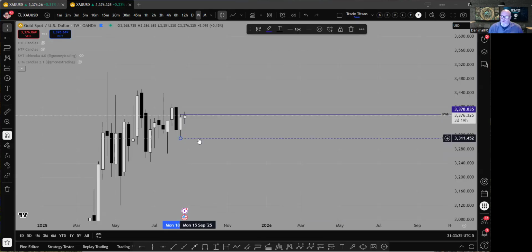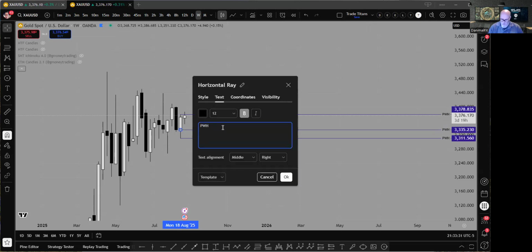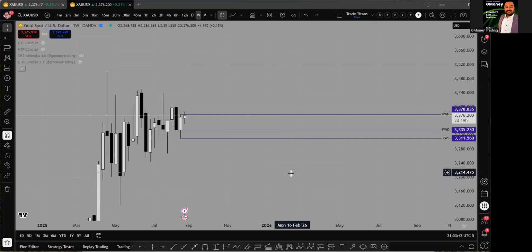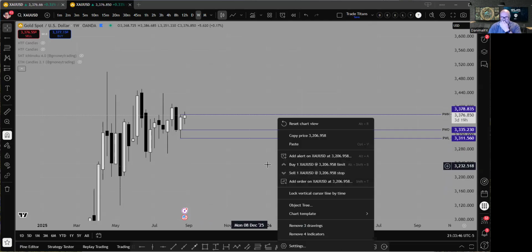And I also want to do the open. High, low, and open. I do like that a lot. Three lines right there. And I like these lines.